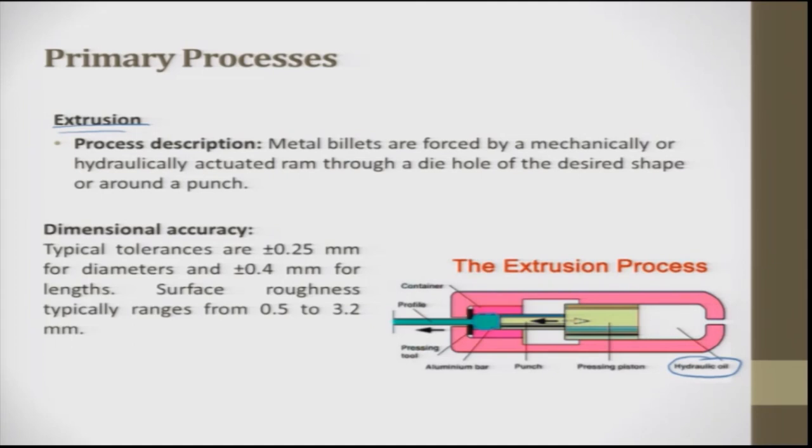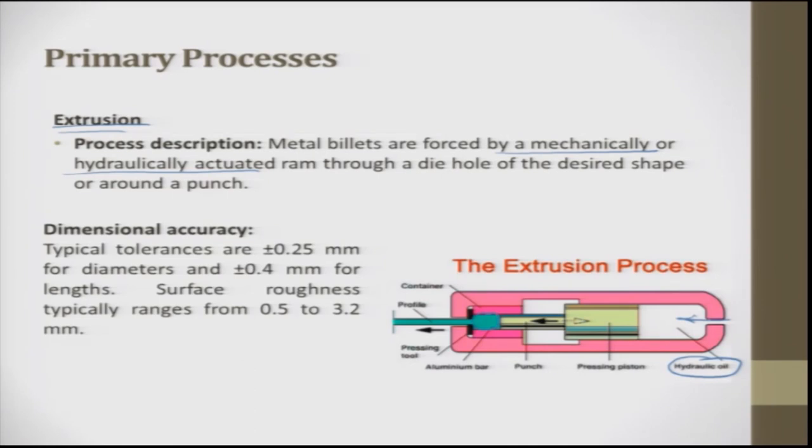Whatever you have on the die shape, you get the profile on the extrusion which comes out. Here we can do it for aluminum, people have started using it for steel, and many more applications you can start doing. So, here a metal billet is forced by a mechanical or a hydraulic extrusion press. This is the hydraulics, and here is the hydraulic oil giving pressure. This is the piston which moves down, and this piston moves the punch.